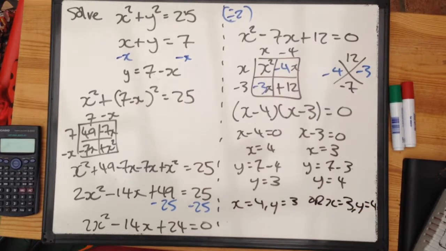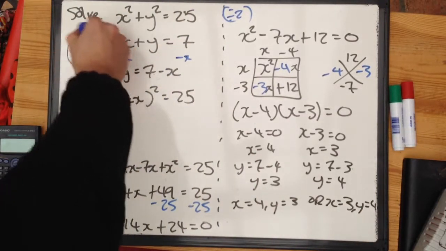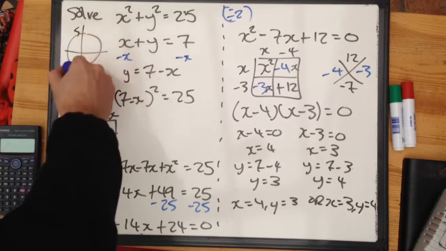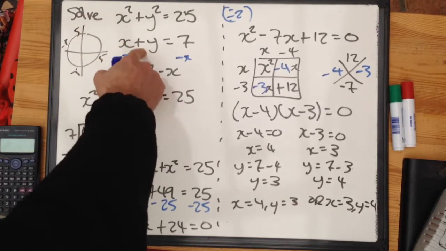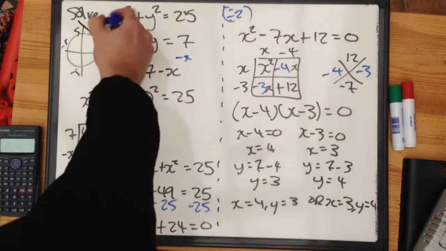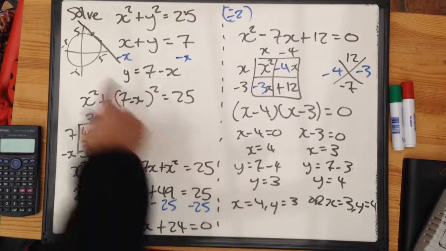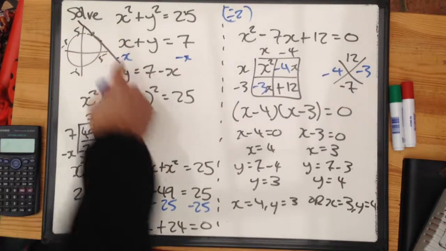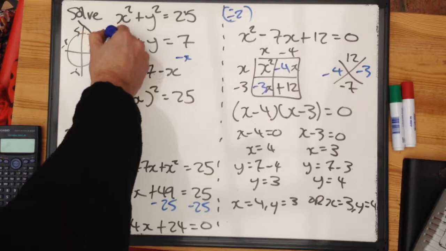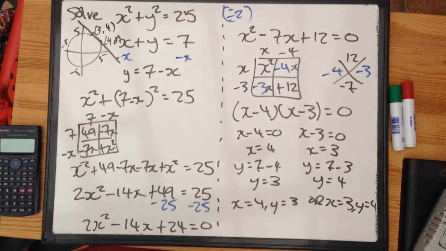And just as an add-on to that, if I was to draw this thing here, this would be a circle, centre 0, 0, radius 5. This is a straight line which goes through 7, so it would come down here a bit like this. Where these two graphs intersect give me these two points here. So if I was to do this as a graph question, where does this circle intersect with this line? Well, it intersects at 4, 3, which would be that point there, or at 3, 4, which would be that point there. So that's another way they might ask this question.